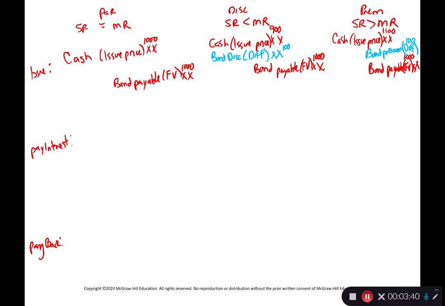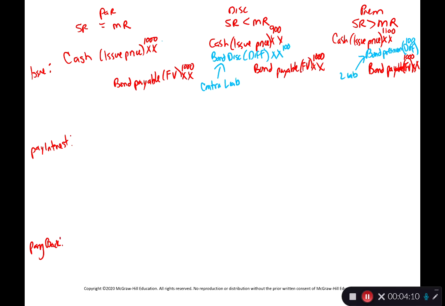So you don't even have to memorize that we debit discounts and credit premiums, because automatically, if you know debits have to equal credits, if you debit cash for the issue price and credit bond payable for the face value, you're going to know what to do with the discount or premium account because debits have to equal credits. A bond discount is a contra liability, meaning it's a negative liability. It decreases the liabilities. A bond premium is just a liability.